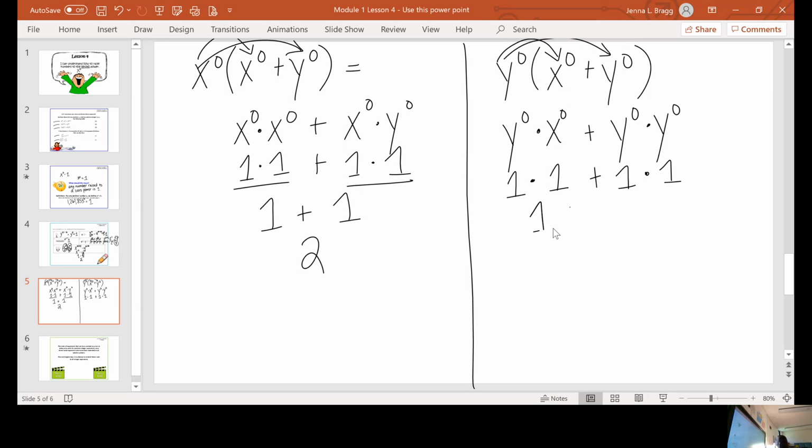One times 1 is 1. 1 times 1 is 1. I add those together and I get 2. So we could say that these are equivalent expressions.